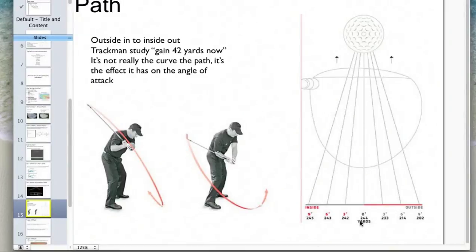If you look at these summary numbers, this is total distance. Essentially, if you're 9 degrees inside out to 0 degrees, you are hitting the ball right around 244. As you got further and further outside in, you can see at only 3 degrees outside in, which is not very much at all, you lost 11 yards. If you go all the way to 9 degrees outside in, which is not unreasonable, that was a loss of 42 yards. The reason you lost that much distance was because of the angle of attack. When the path got so outside to in, you typically had a really low launch, higher spin, and you lost a lot of distance.